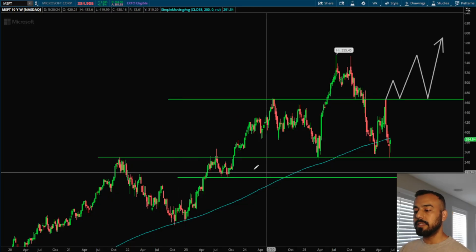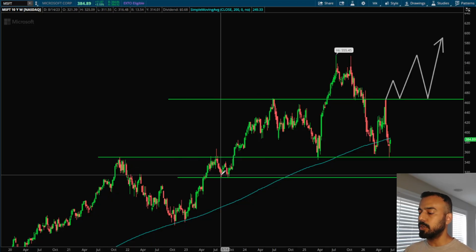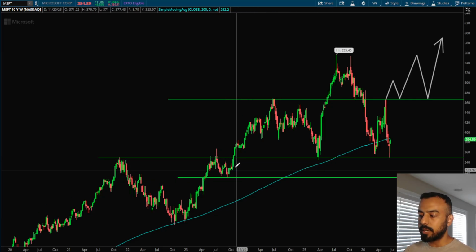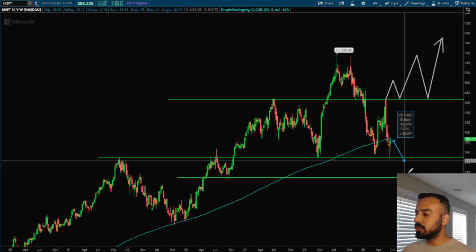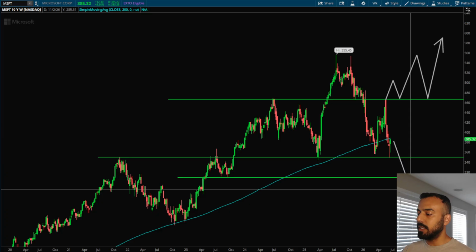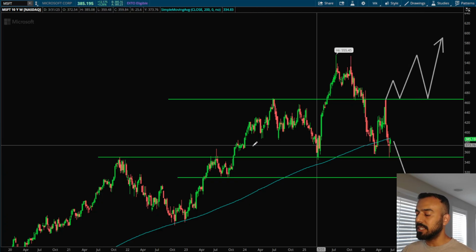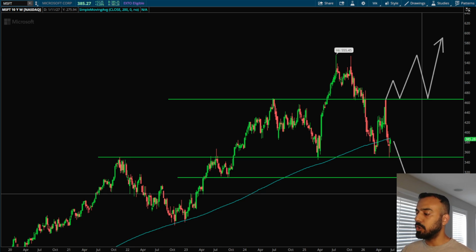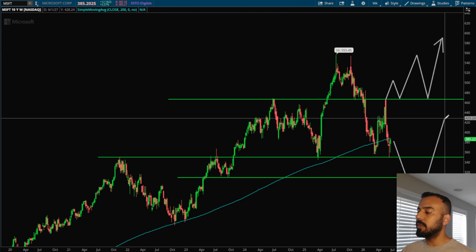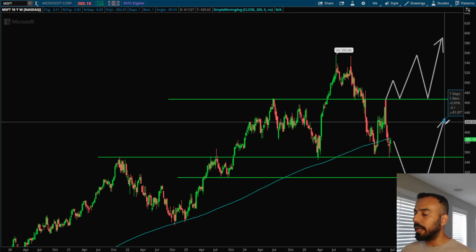Now, the reason I think this might be a great area of support is because we had this previous swing level, and if the market can just reject back down here a little bit, scare people out, flush out the old longs which have been sitting there for 2 years and capture new buyers, the market might find the strength to finally go back up.